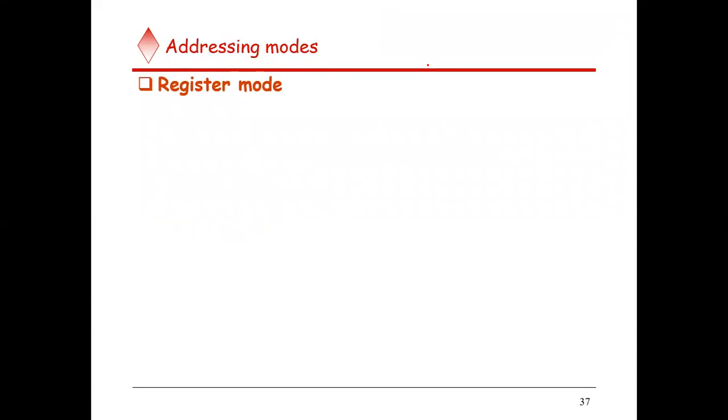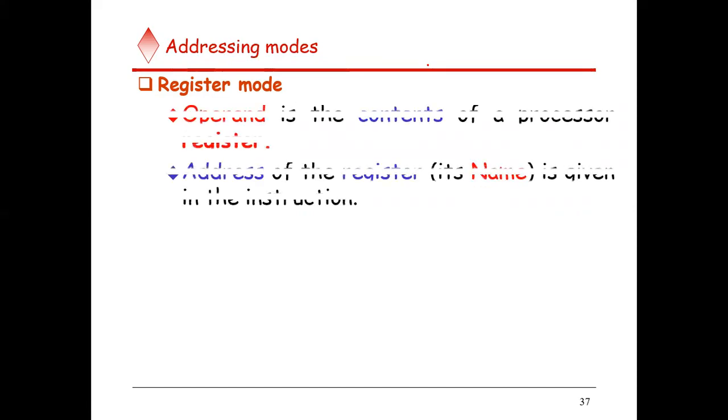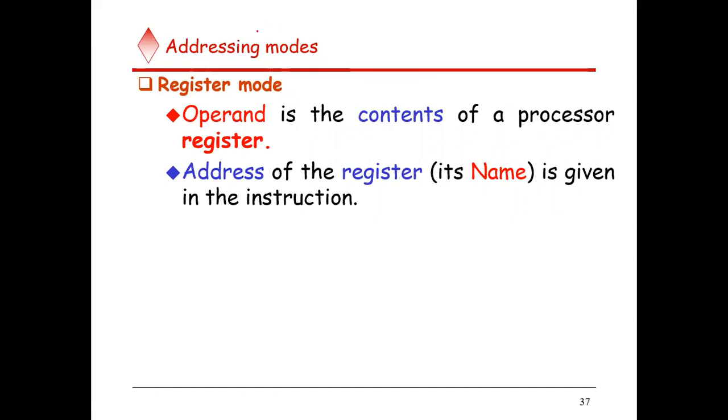So the first one is register mode. What do you mean by register mode? In register mode, the operand in the instruction is kept inside a register. That is called register addressing mode. So where will the content be? The operand, the data part of the instruction, will be present inside a register. That is the major point.